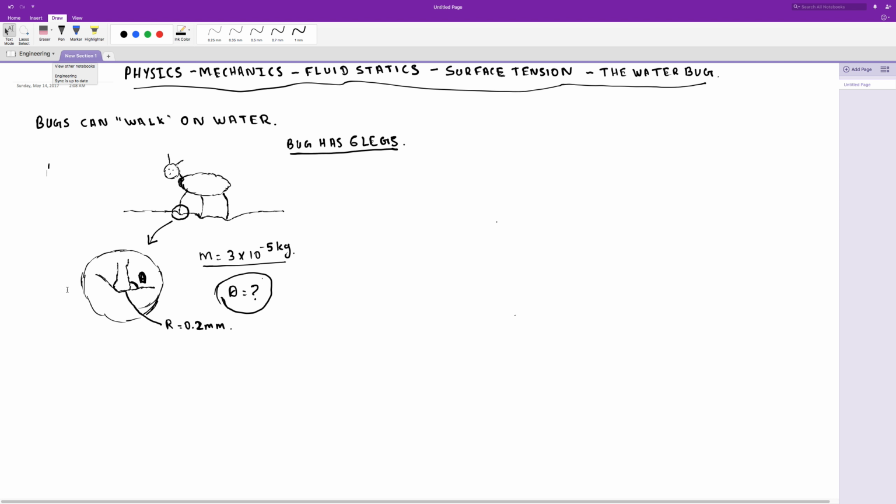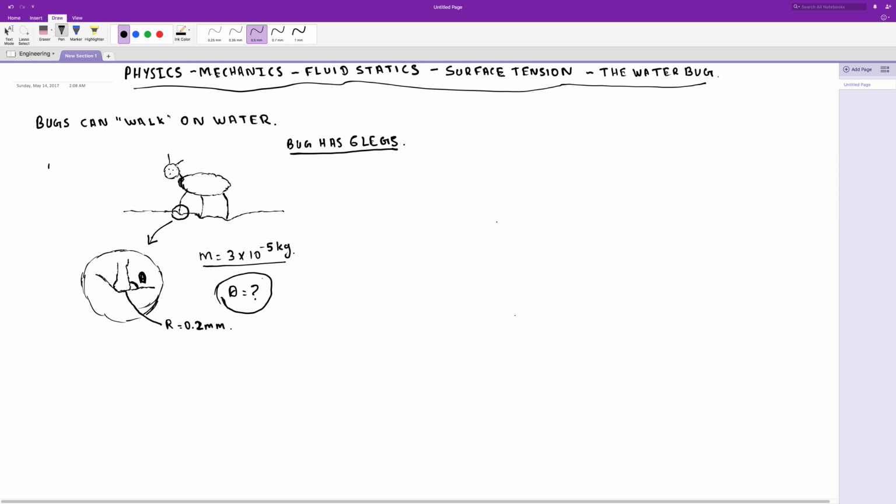Let's do this problem right here. So we have a bug right here. It walks on the water. Some bugs can walk on the water. So let's assume this one can walk on the water and solve this problem.